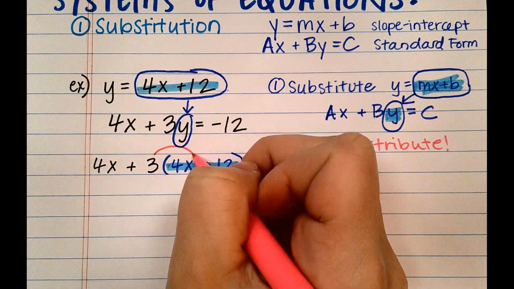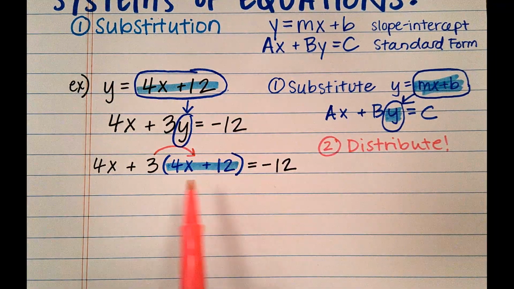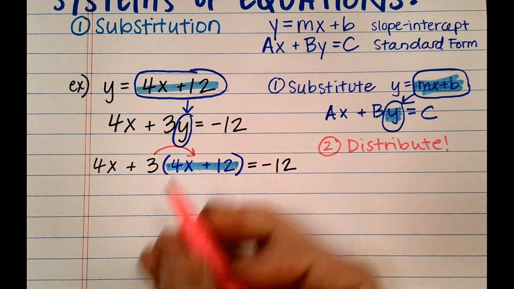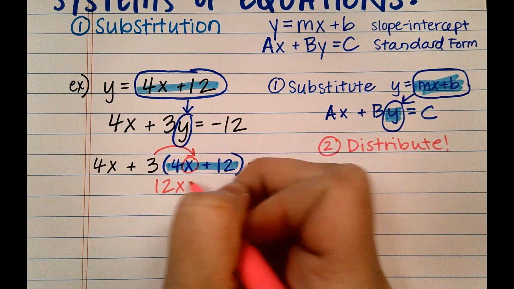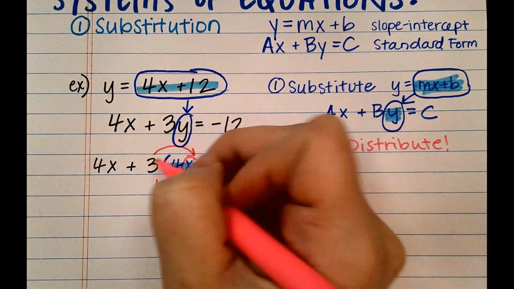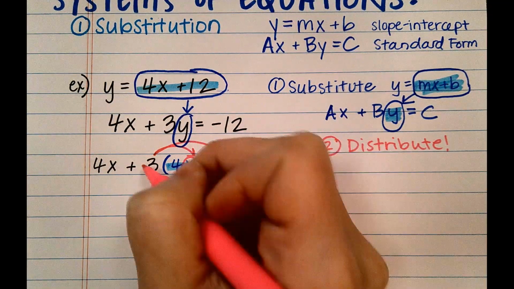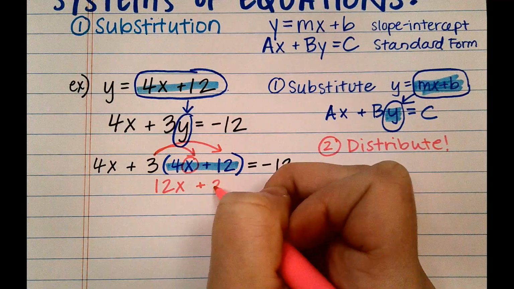Okay, so here's where we distribute. 3 times 4x, what is that? 12x. Good. 12x. Do not forget your x. That comes down. Plus 36. Good. And then 12 times 3 or 3 times 12, that gives us 36.